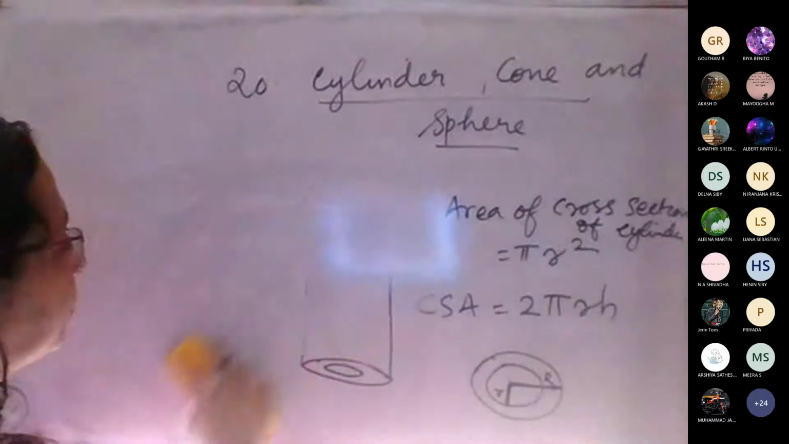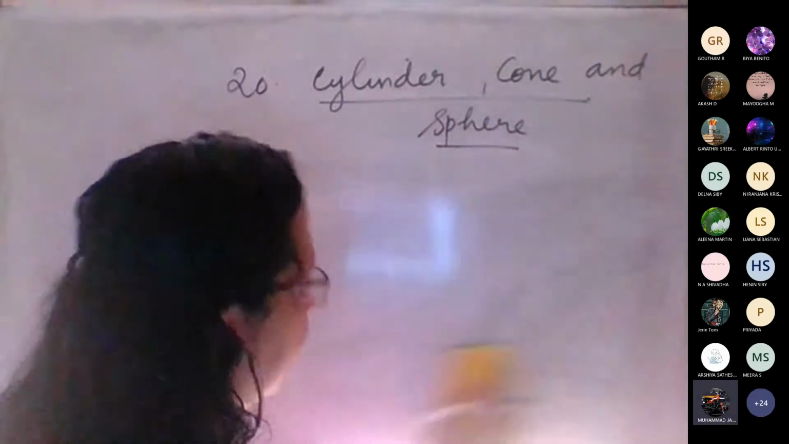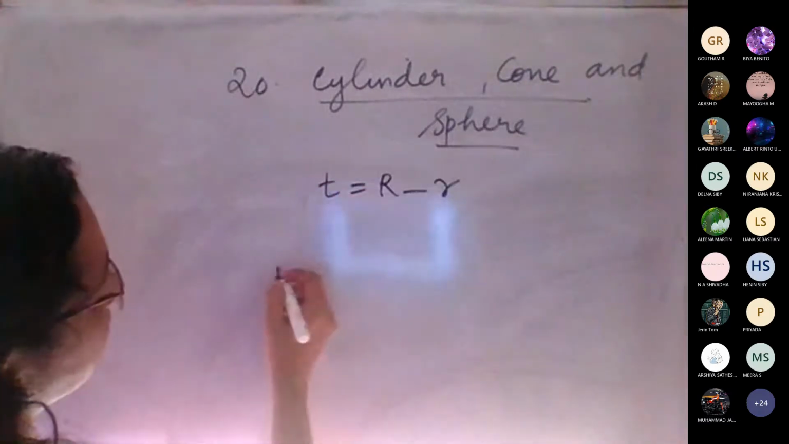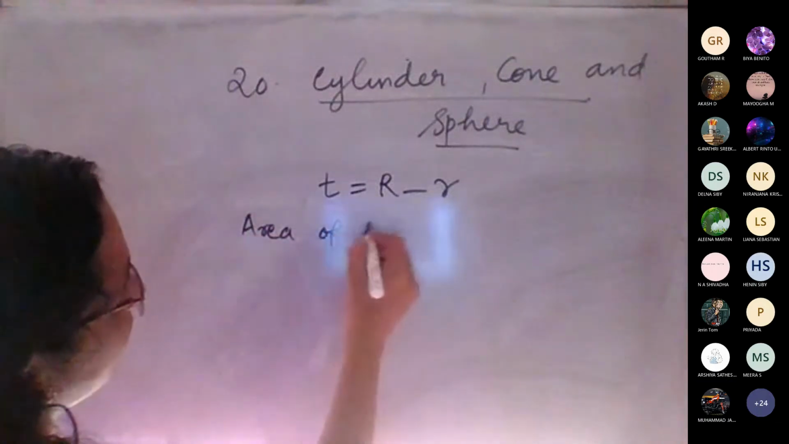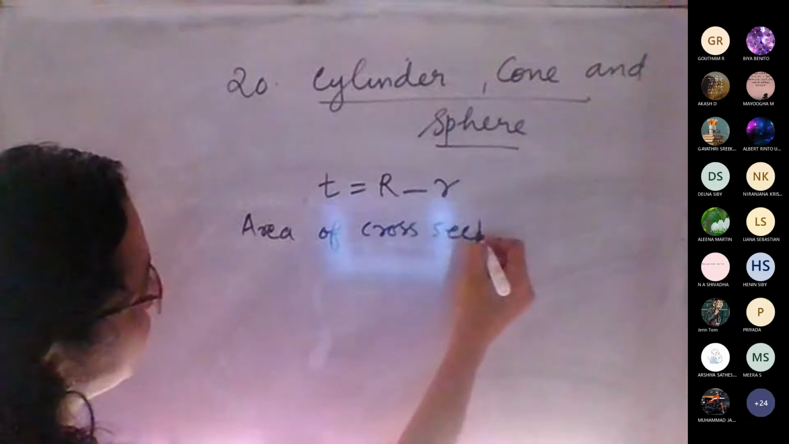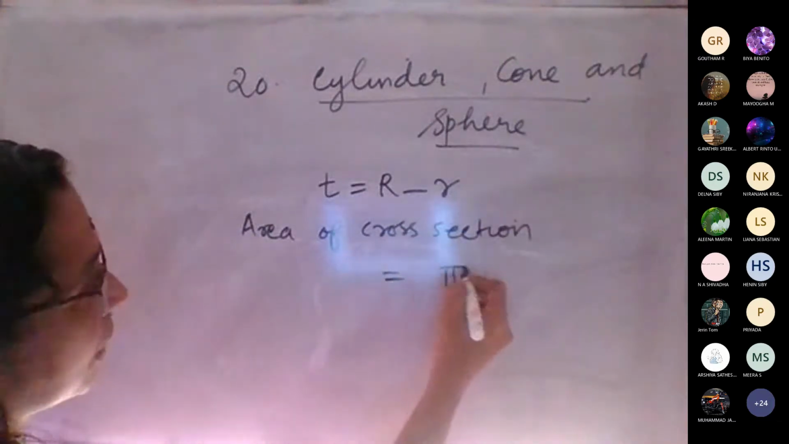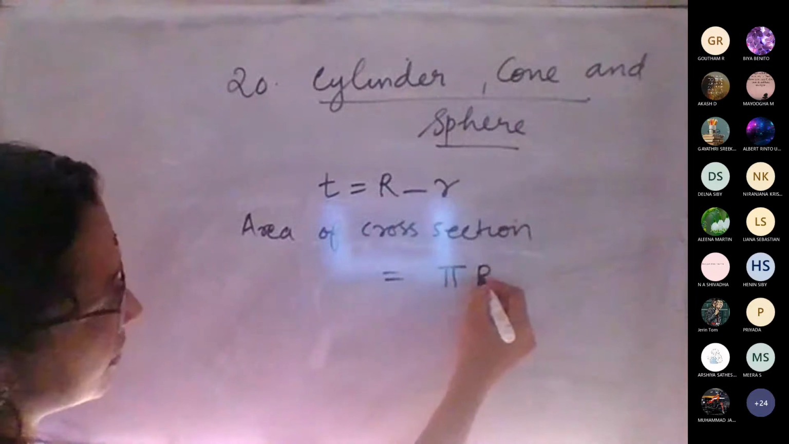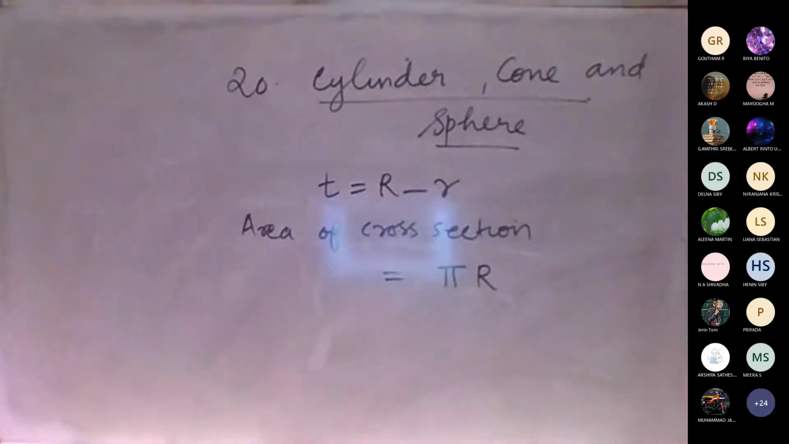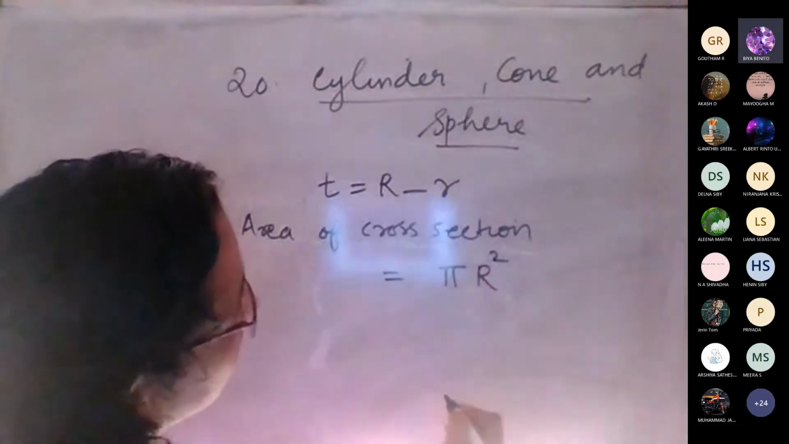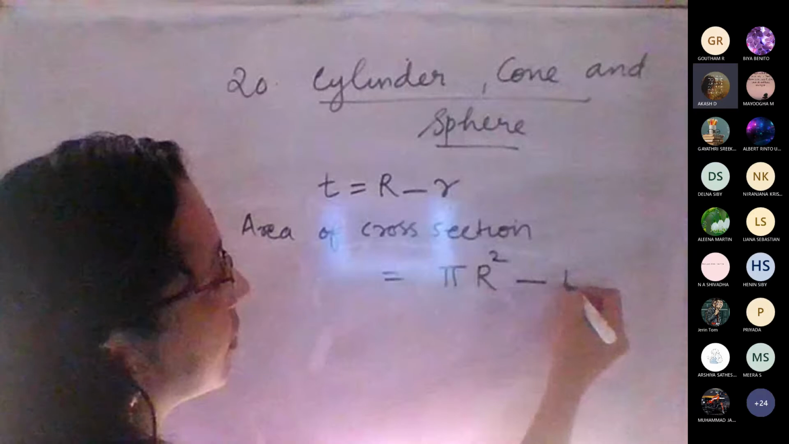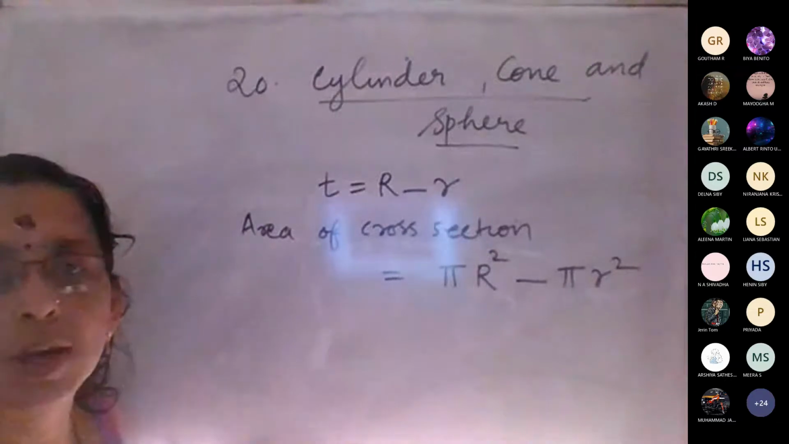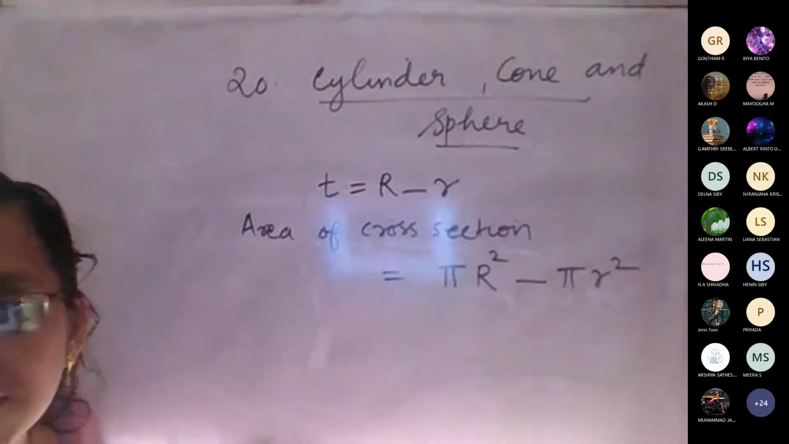So what are the things we studied for the hollow cylinder? Thickness is capital R minus small r. Then the area of cross section: the formula is pi r square, with capital R and small r, so it is pi capital R square minus pi small r square.